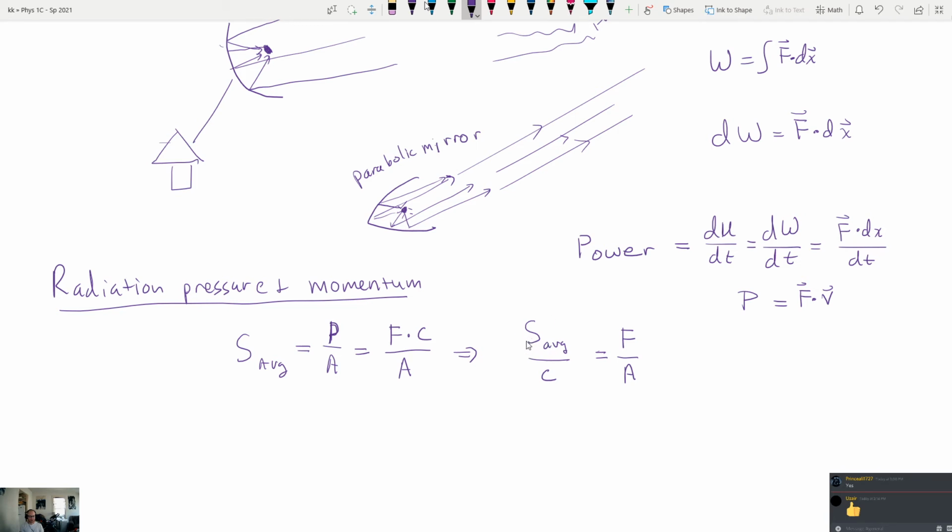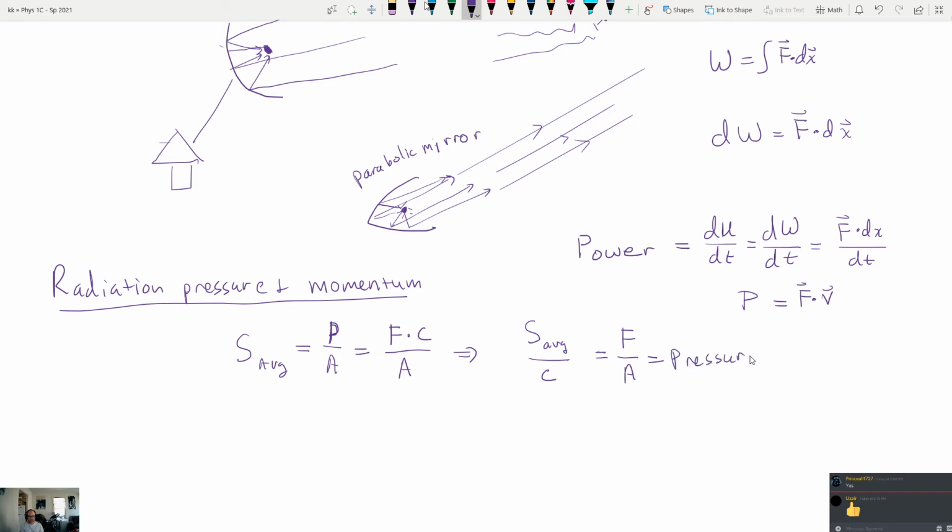If you take that quantity and you divide by the speed of light, you get a force. Maybe this light can actually deliver force to a location. Now, force per unit area has another name. What do we usually call force per unit area? Pressure. This is pressure, okay?